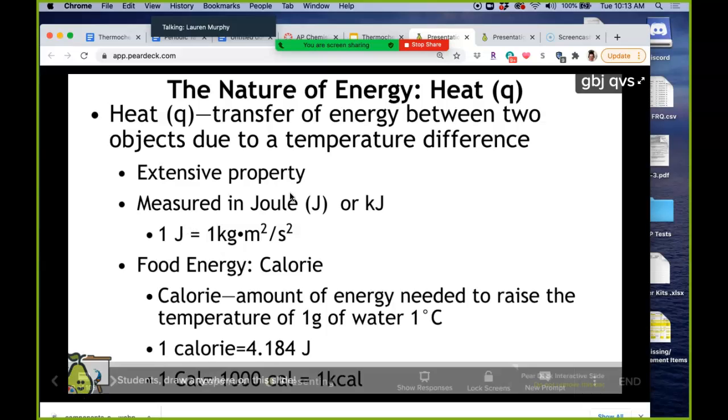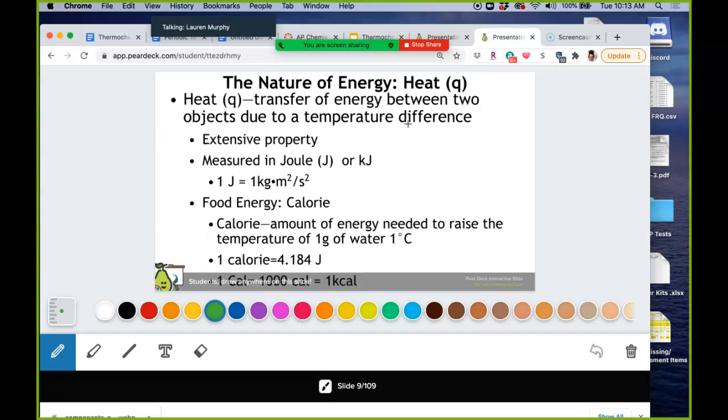Now, heat is an extensive property. And if you don't remember, an extensive property means the amount of stuff you have matters. Meaning, heat will change if you have more stuff, and heat will change if you have less stuff. So heat, which is an extensive property, will change based on how much stuff is present or not. Heat is generally measured in joules or can be converted using the metric system to kilojoules.